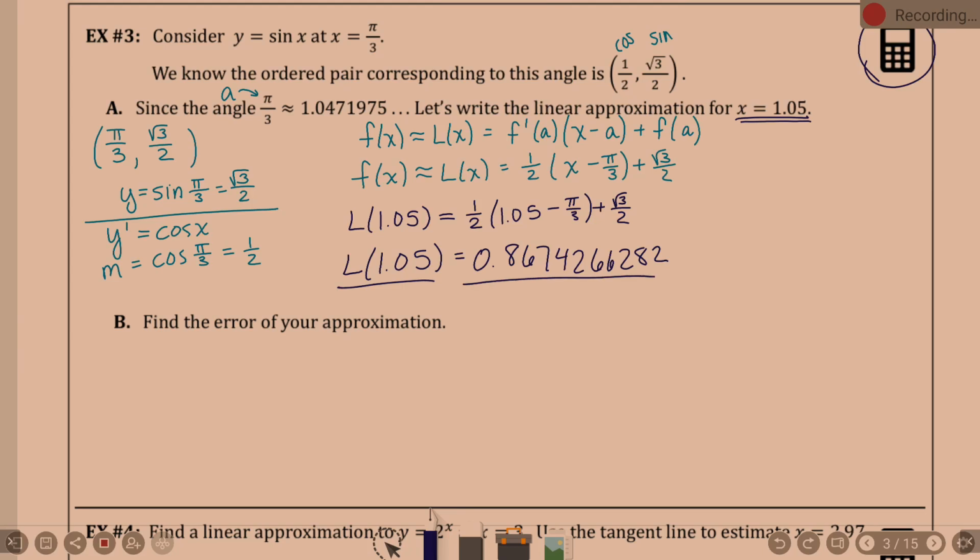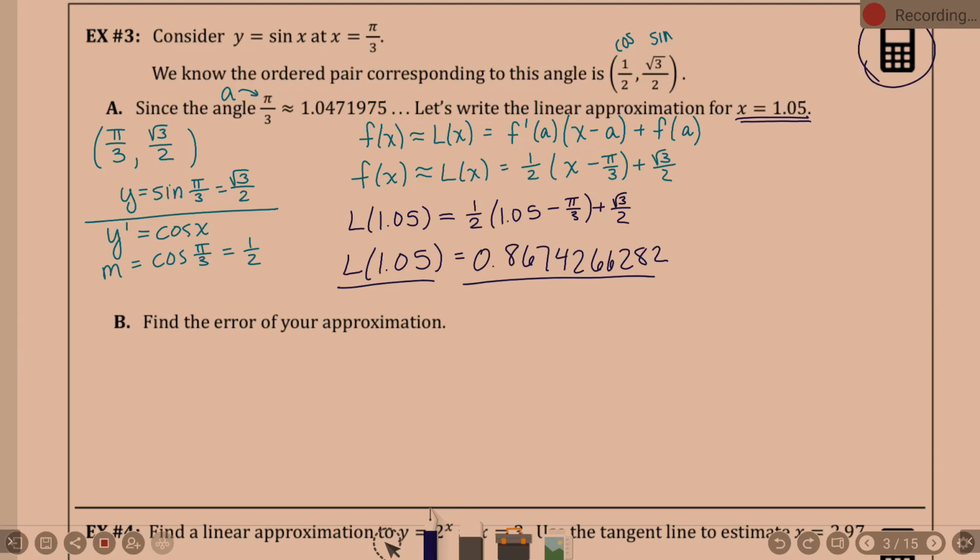Now, B asks us to find the error of our approximation. We never actually did any error yesterday, I don't think. But if you flip back to where it talks about finding error, back on page 238, I guess it also talks about it on page 239. In order to find the error, you're doing the exact minus the approximation. Okay, and it's the absolute value of that.